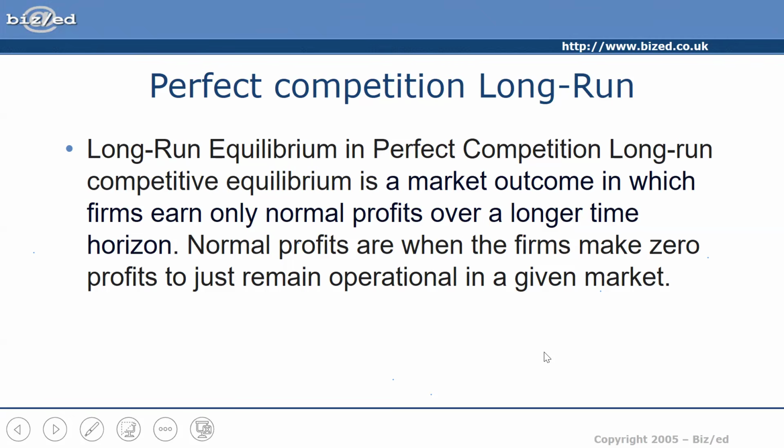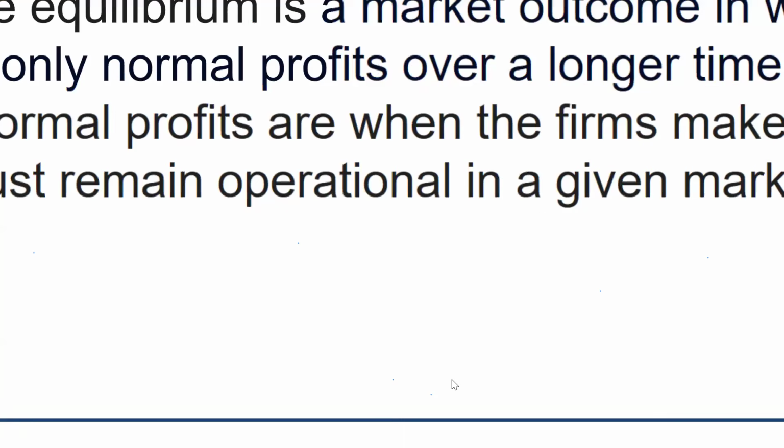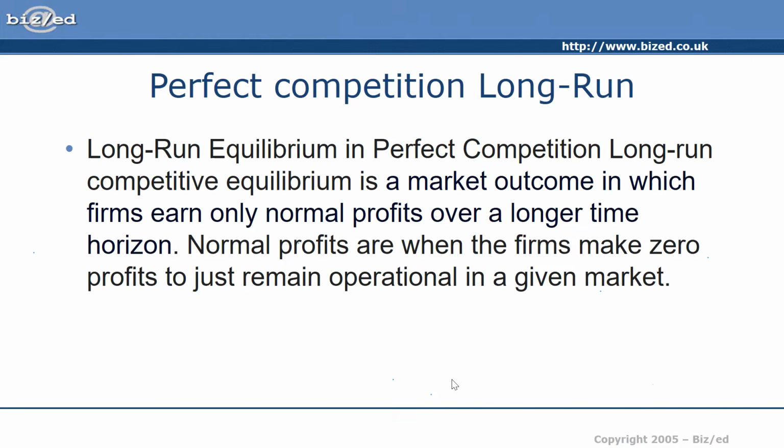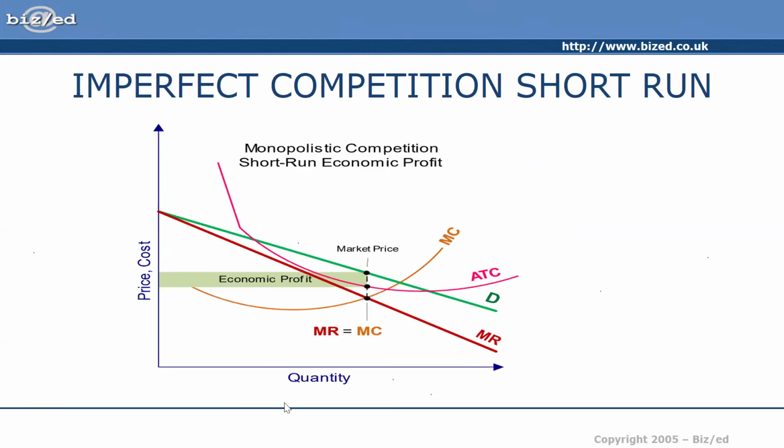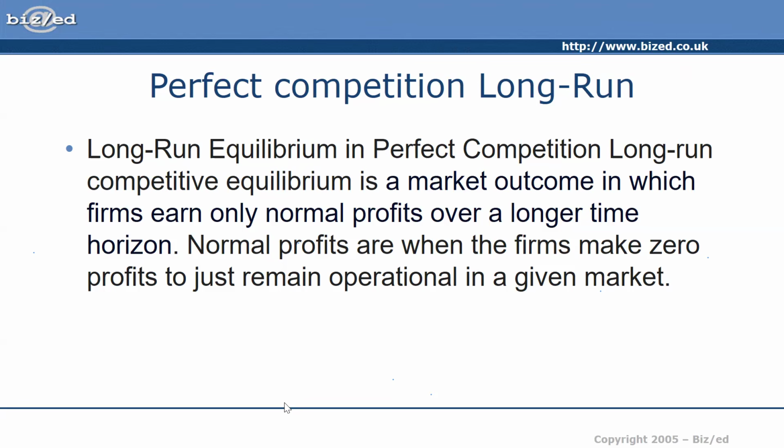If you were making losses in the short run, in the long run, people will start to leave the market because of the losses. And eventually, when enough people leave, the firms that remain will no longer be making losses, they'll be making normal profits. And when they start making normal profits, firms will stop leaving the market. So in the long run, for perfect competition, you would only make normal profits.